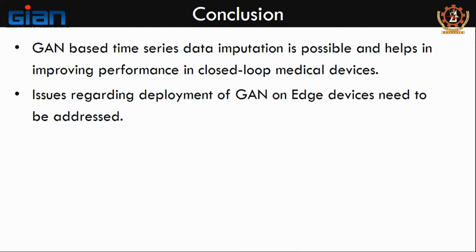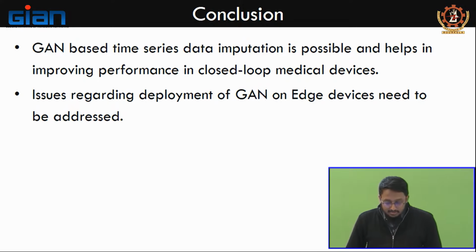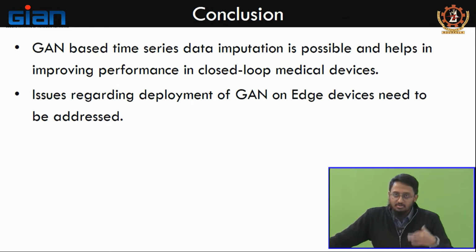In order to conclude, GAN based time series data imputation is possible and it helps in improving performance. However, as we discussed yesterday, there are issues related to security, where ideally you want the models to be present on the edge device, but deployment of GAN models on edge devices is tough because they use a lot of computational resources to train.